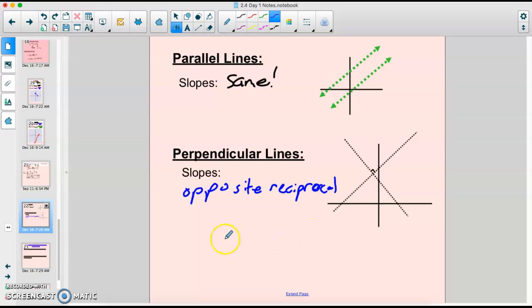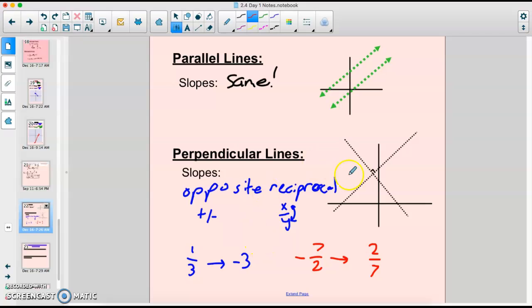Opposite reciprocal. Okay, what that means, opposite, means that you switch your sign. So if it's positive, then it becomes negative. If it's negative, then it becomes positive. Reciprocal means that if you have a fraction, you're going to flip your fraction. So for example, if we have a slope of 1/3, the opposite reciprocal of that, we flip our fraction, which would make it 3, and we have to do the opposite, so we have to change the sign. It would be negative 3. Okay, another example, negative 7/2 would convert into positive 2/7.